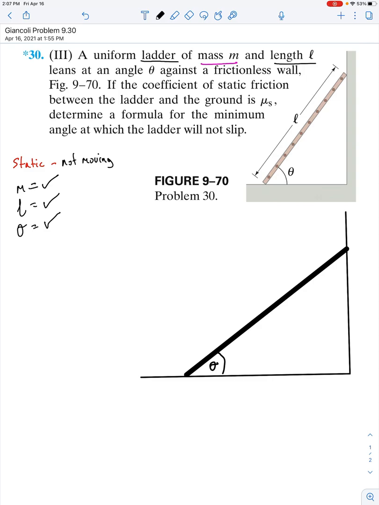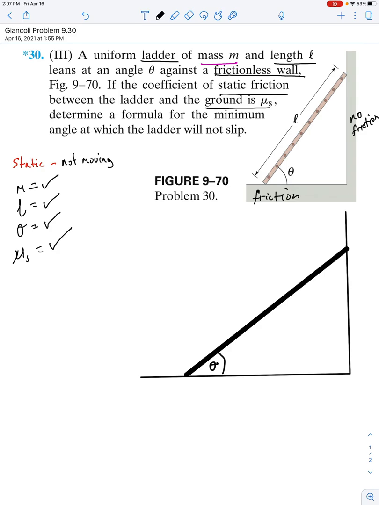So we have theta and it's against a frictionless wall. So the wall has no friction. And the ladder and the ground, the coefficient of static friction is mu s between the ground. So here we have some friction. And it tells us the static means it's not slipping. So I know mu s is mu s. And I want to figure out the minimum angle at which a ladder does not slip. So I'm trying to figure out actually theta.